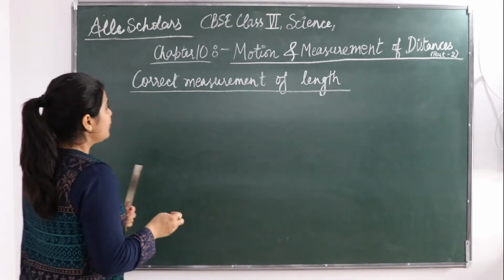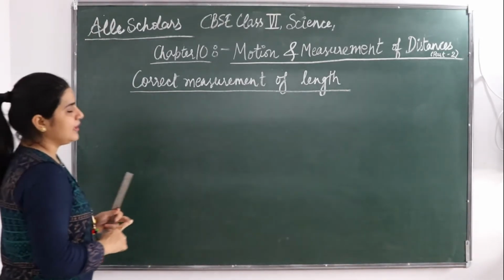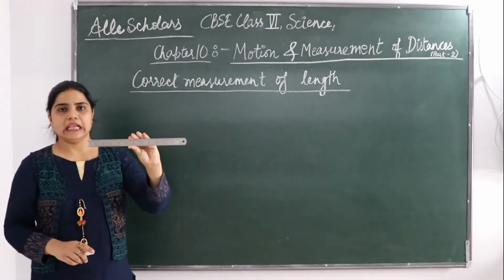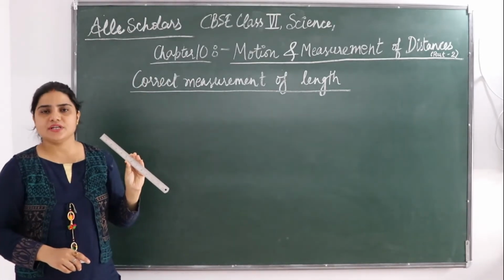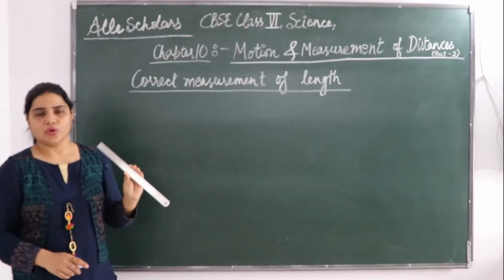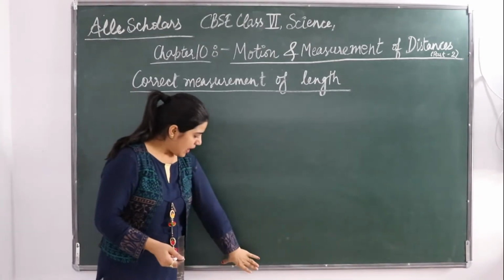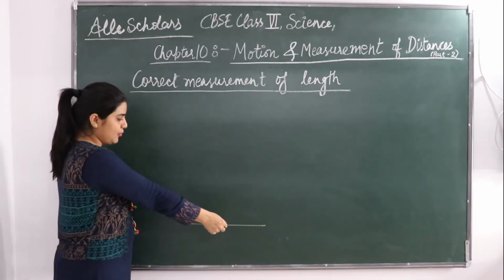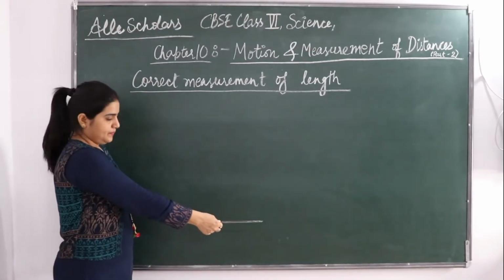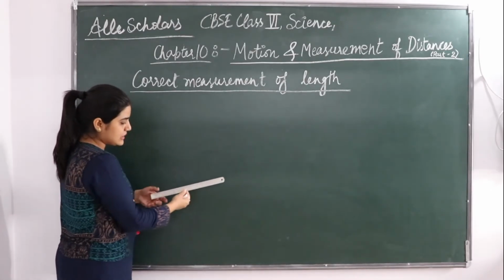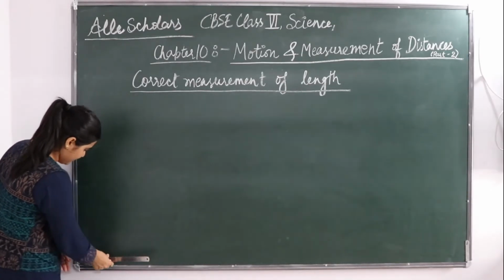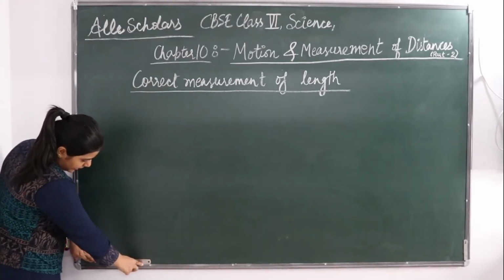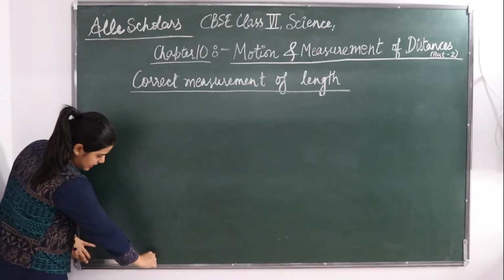Okay, so for correct measurement of length, the first thing is that we should keep the scale in contact with the object to be measured. Suppose you have to measure this board, so you cannot measure the board like this. No, you cannot measure the board like this. If you want to measure the length of a board, you have to keep it like this. Okay, in contact with that object.